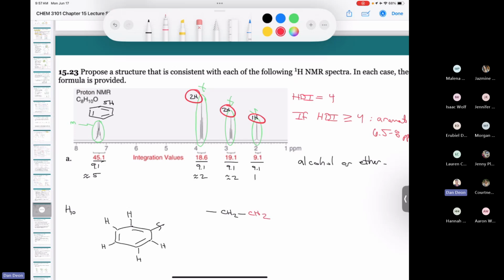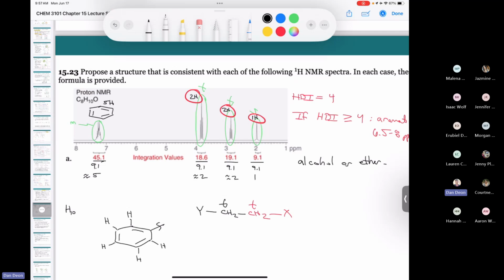CH2 group, like this, right? Because the one in black has 2 neighbors, so it's going to give me a triplet. And then the one in red has 2 neighbors, so it's going to give me a triplet. So I get 2 triplets that both integrate for 2 protons, but then they both have to be attached to groups that do not have neighboring protons.